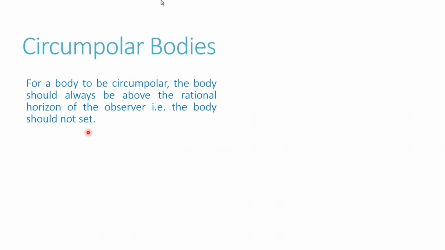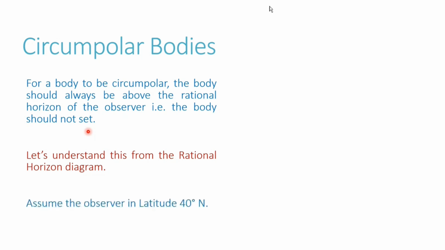They remain above the horizon of the observer, and you are able to see them at any time of the day for a full 24 hours. Now let's try to understand when a body becomes circumpolar, or what the conditions are which lead to a body becoming circumpolar. This can be easily understood from a rational horizon diagram.